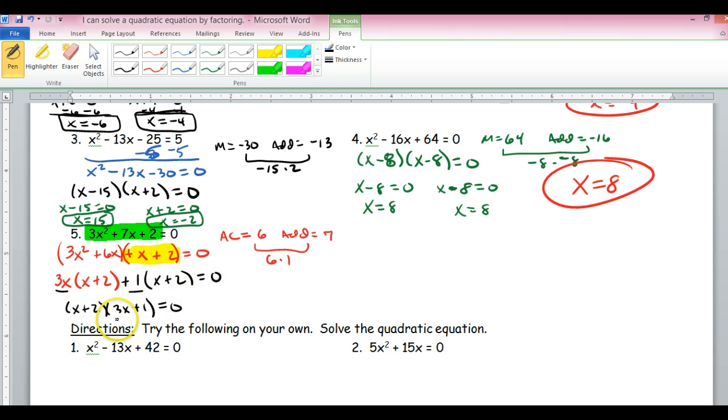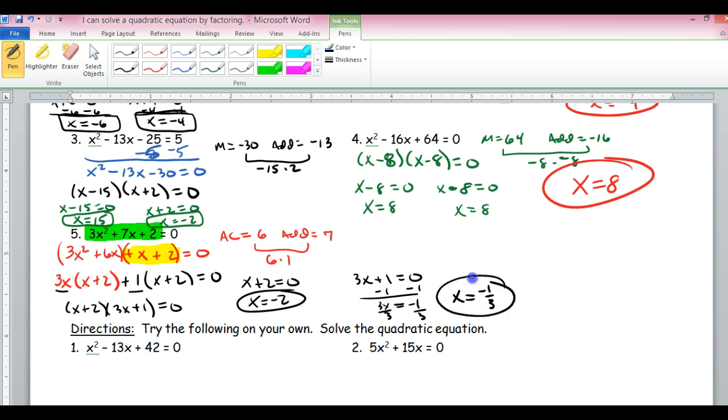Am I done? No. Once I factor this, now I have to set each factor equal to 0. X plus 2 equals 0. 3x plus 1 equals 0. So x equals negative 2. There's one answer. If I subtract 1, 3x equals negative 1. When I divide by 3, x equals negative 1/3. That is my other solution.